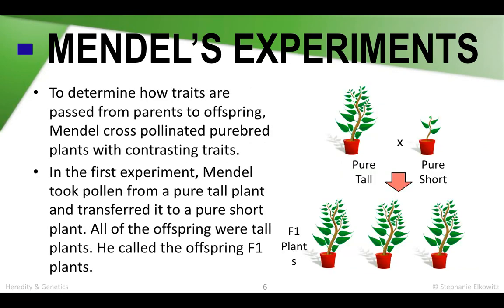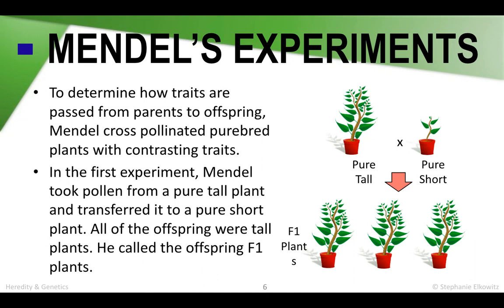So to determine how a trait was passed down from parent to offspring, Mendel cross-pollinated these purebred plants with contrasting traits. This just means that he took a purebred tall plant. Every time you pollinate these, and it's pollination, this is like the bees going from one plant to another. Well, you can actually just do that yourself if you take a Q-tip swab. You can swab two plants, and now you've pollinated them. And that's kind of what he did.